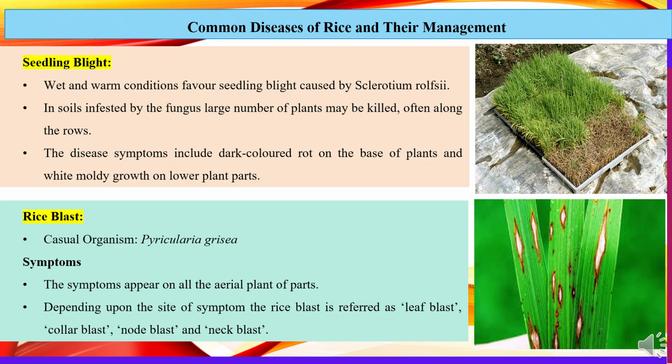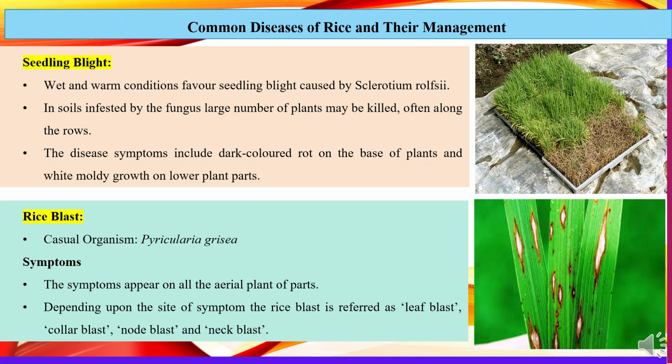2. Rice blast. Causal organism, Pyricularia grisea, synonym Magnaporthe oryzae. Symptoms. Rice blast can infect all above-ground parts of the plant. Based on infection sites, it is classified as leaf blast, spindle-shaped lesions with gray centers and brown margins. Collar blast, lesions at the junction of leaf blade and sheath, causing leaf death. Node blast. Infection at the node, leading to blackening and breaking of the stem. Neck blast, rotting and breaking of the panicle neck, resulting in poor grain filling.